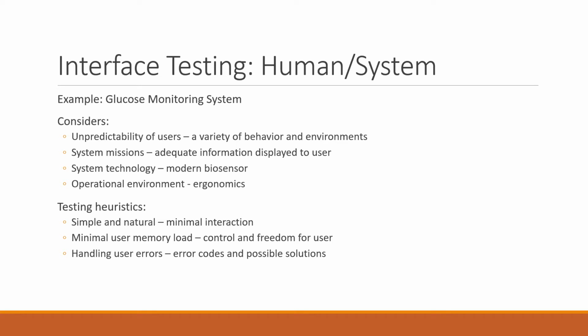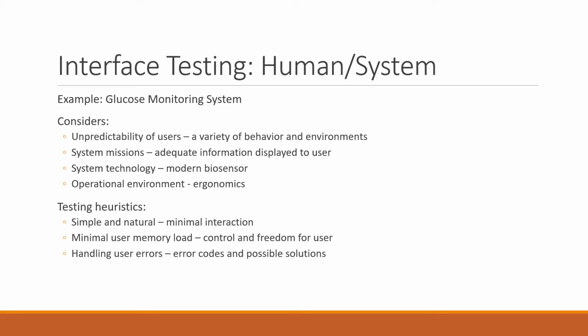The last type of interface testing discussed is human system interface testing. This type of interface can be explained by our own glucose monitoring system. A test that can be done involves using diabetic patients to test the glucose measuring bracelet prototype in their daily lives. This takes into consideration the unpredictability of the user, because each user will measure their glucose according to their own requirements, go about their days in different environments, and all have different behaviors.